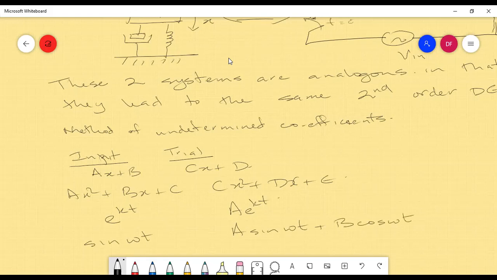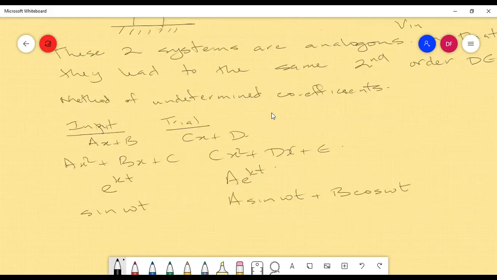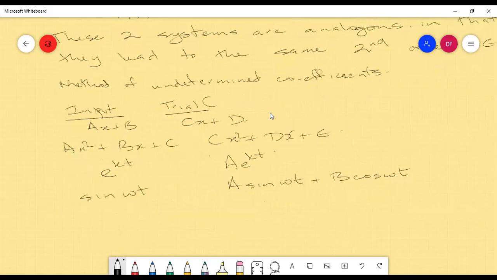So if my input is any one of these, then to solve for the particular integral, we know what we can try. Of course, there are some issues.